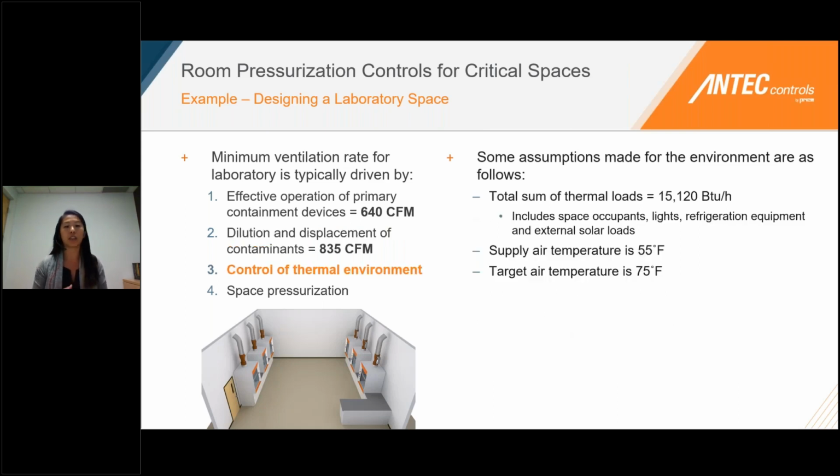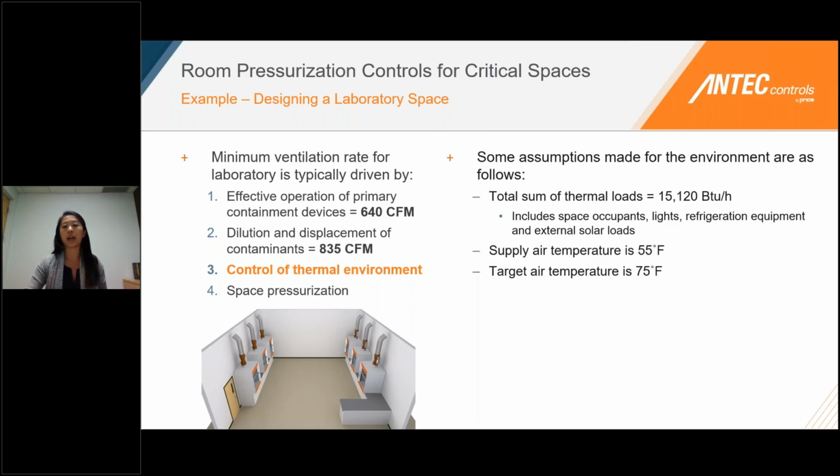The next one, let's take a look at our thermal loads. So we're going to use that same calculation that I showed earlier from the ASHRAE HVAC Applications Handbook. We're going to assume that our thermal loads are just over 15,000 BTUs an hour, and that's going to include a maximum number of space occupants, all the lights being turned on, all the equipment being turned on as well, and then let's say the maximum peak solar load through that window, and we'll pretend that window is the fourth wall here.